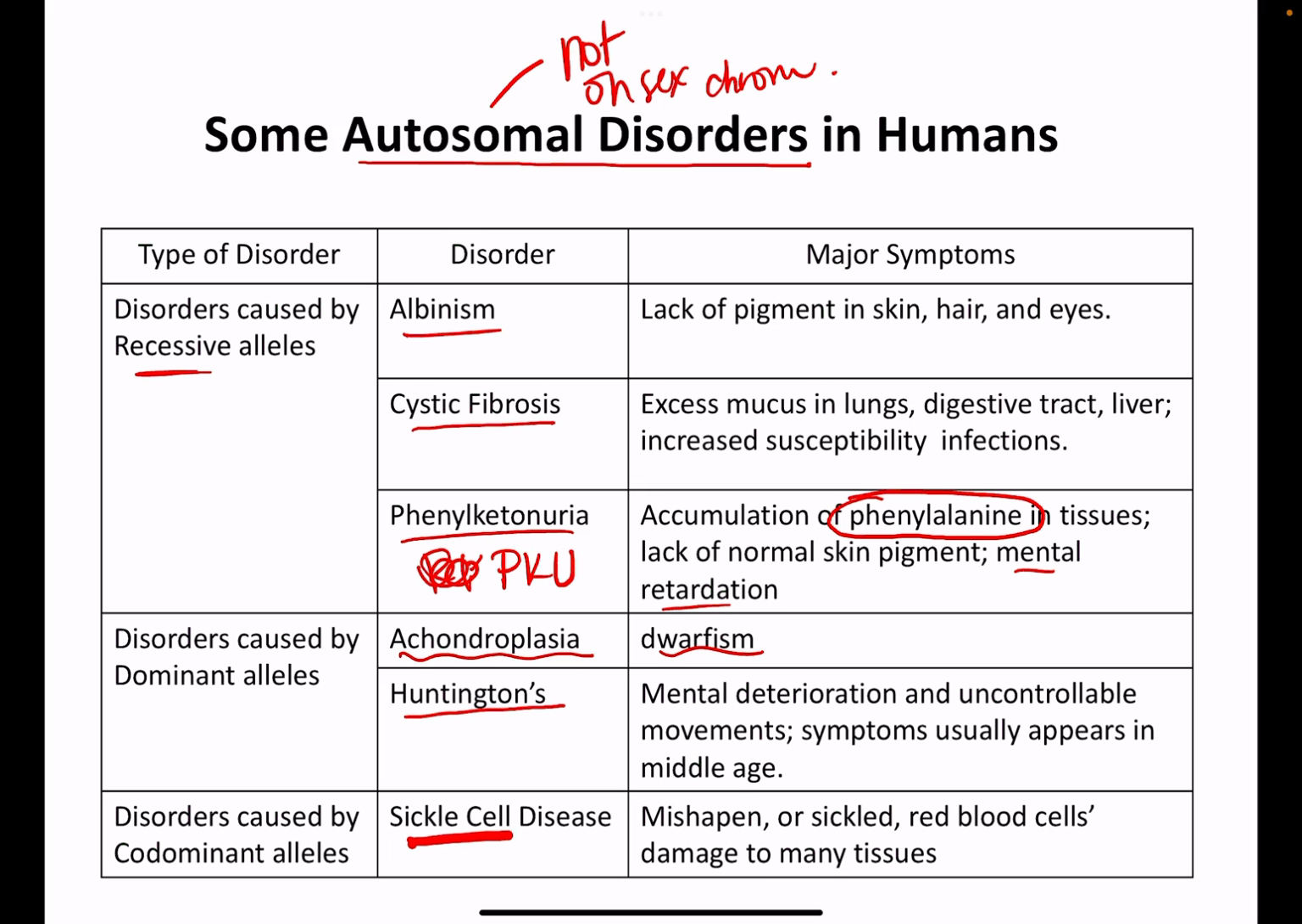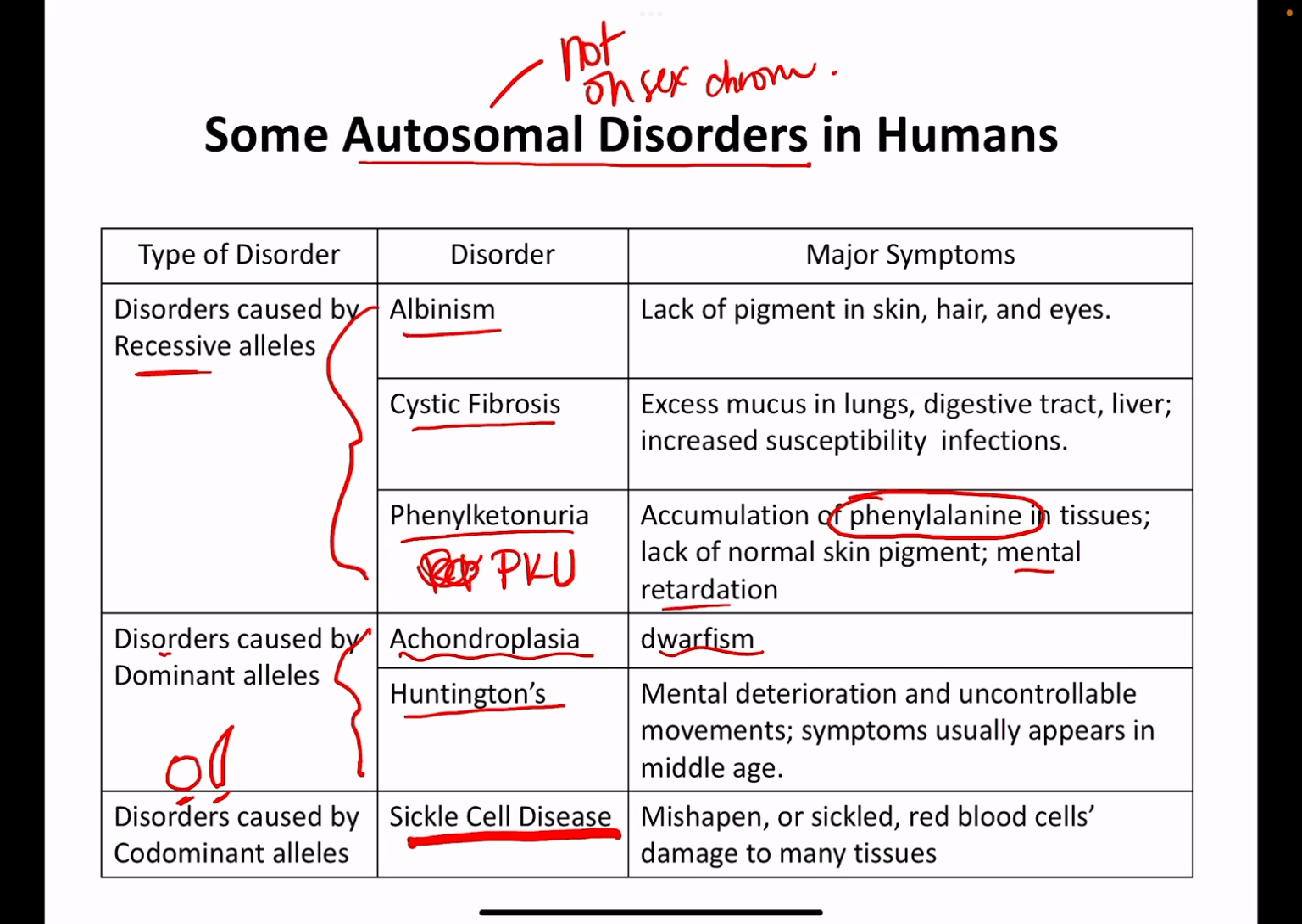And then sickle cell disease. So with sickle cell disease, normal blood cells are round. Sickle cell blood cells are kind of banana shaped, like a sickle. And so they have trouble carrying oxygen to all of their blood cells. So these up here are recessive. These are dominant. And then this is a codominant allele. So sickle cell would mean that's codominant. Some of their blood cells are normal and some of their blood cells are sickle shaped. That's how it's considered codominant.